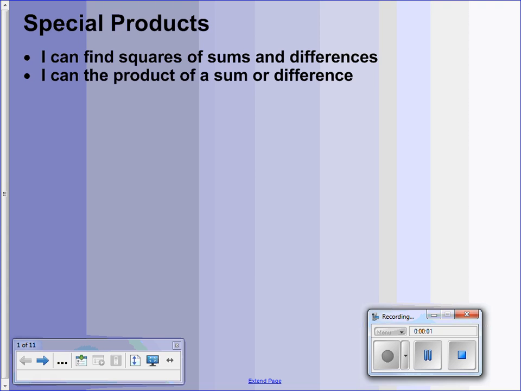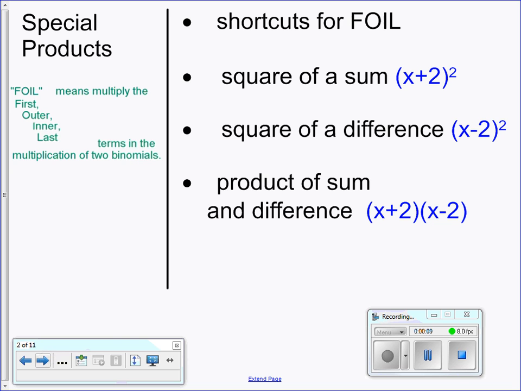In this lesson, we'll be talking about special products. At the end of the lesson, you should be able to find the squares of sums and differences and the product of a sum and difference. So special products just means it's a shortcut. It's a quick way that, if we recognize it, we don't have to do all of the FOILing.